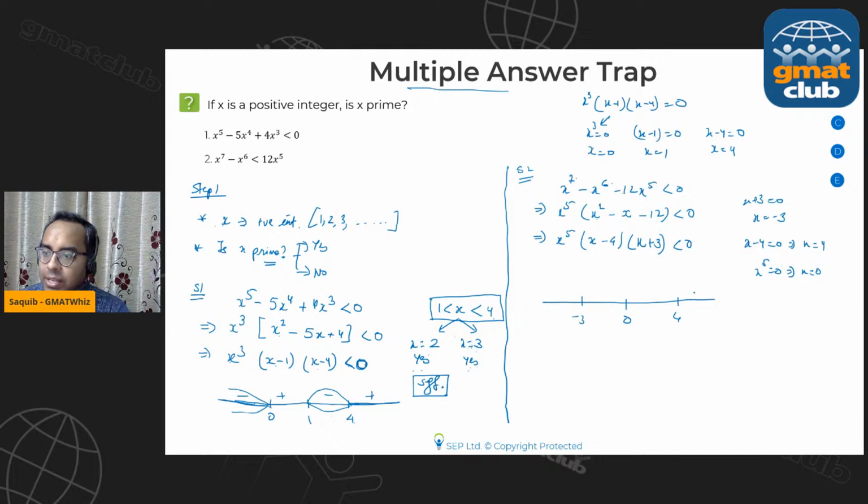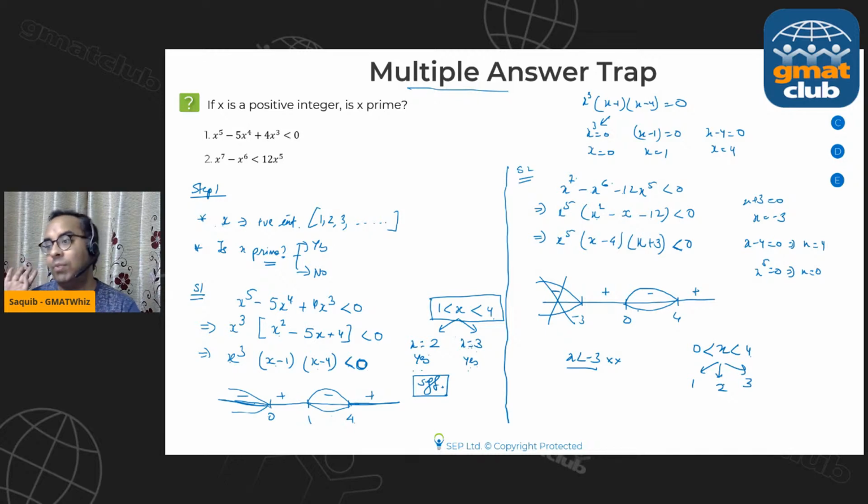And once again, start from the extreme right. Positive, negative, positive, negative. What are you looking for? You're looking for less than 0. So you're going to talk about these ranges. Now we already know, as per the constraint, x is a positive integer. So you don't need to worry about this range. You don't have to worry about x less than minus 3, because that's not possible. So the range that you have is x between 0 and 4. And here you have 3 values, 1, 2, 3.